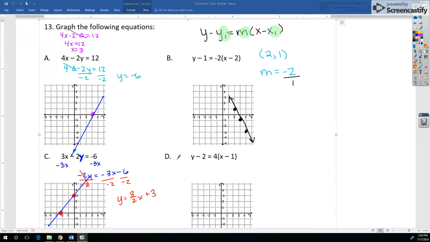Okay, same thing with part D. Again, picking out my numbers. My x value is 1, my y value is 2, and my slope is 4, which is 4/1, of course. So I go 1, 2, and then up 4 over 1, or I can go down 4 and back over 1. Oh gosh, I'm not very good at that.